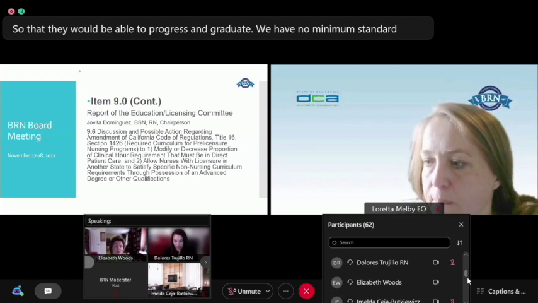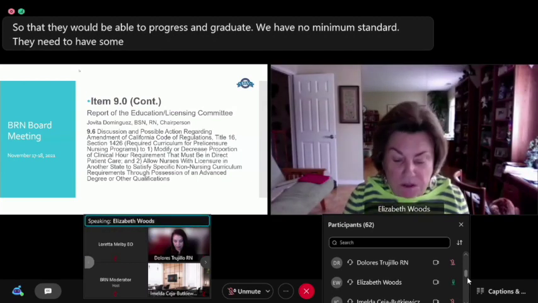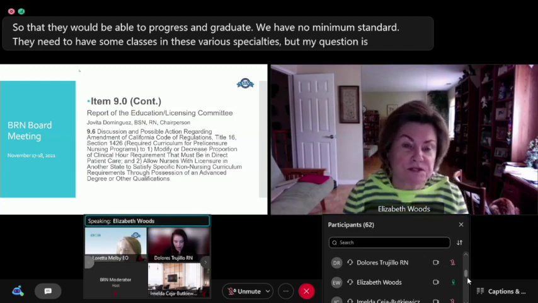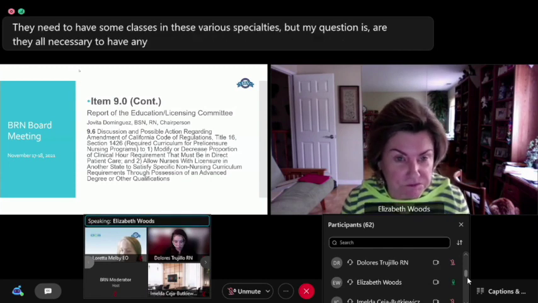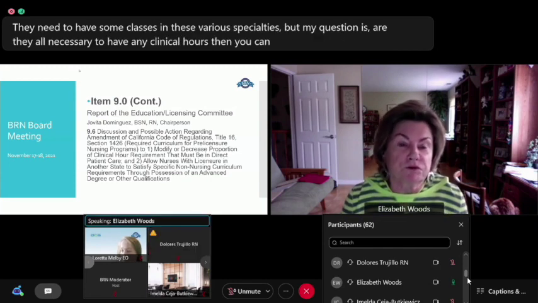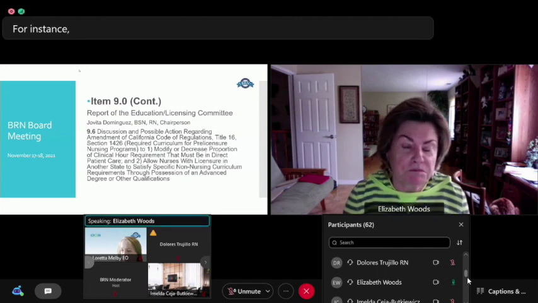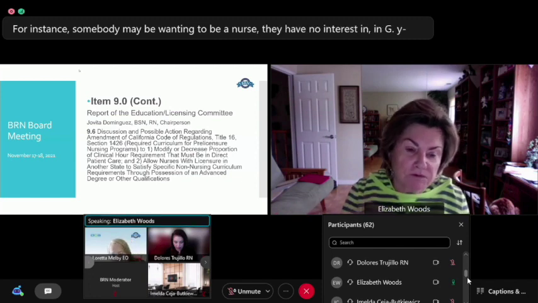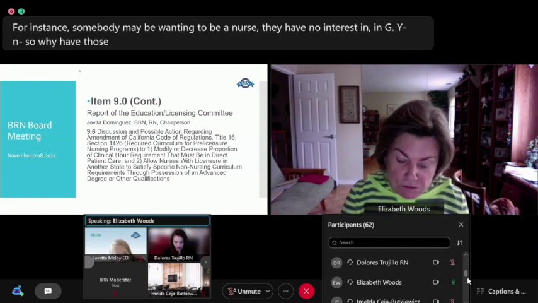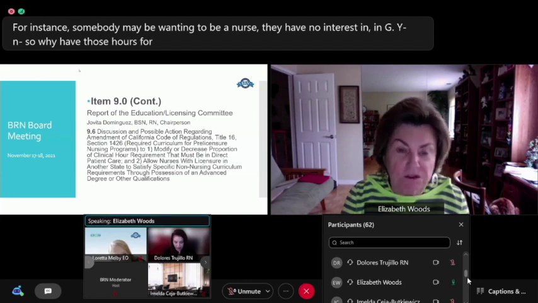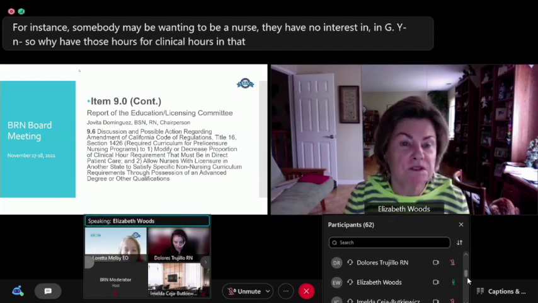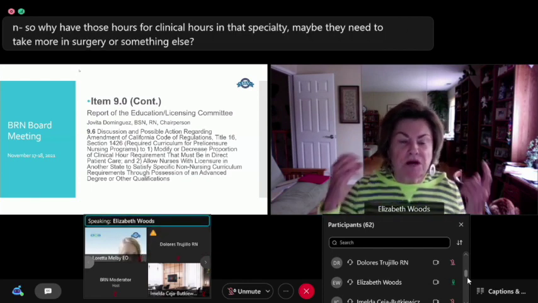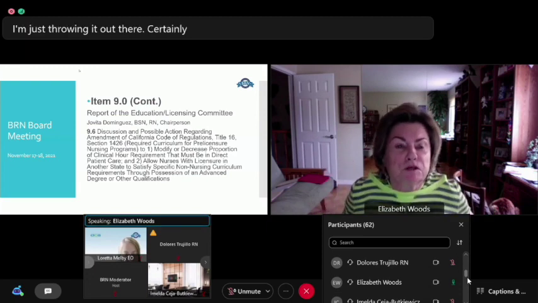Obviously, they need to have some classes in these various specialties, but my question is, are they all necessary to have any clinical hours in? For instance, somebody may want to be a nurse, and they have no interest at all in GYN. So why have clinical hours in that specialty? Maybe they need to take more in med-surg or in psych or something else. I'm just throwing it out there. I'm just thinking about it all myself.